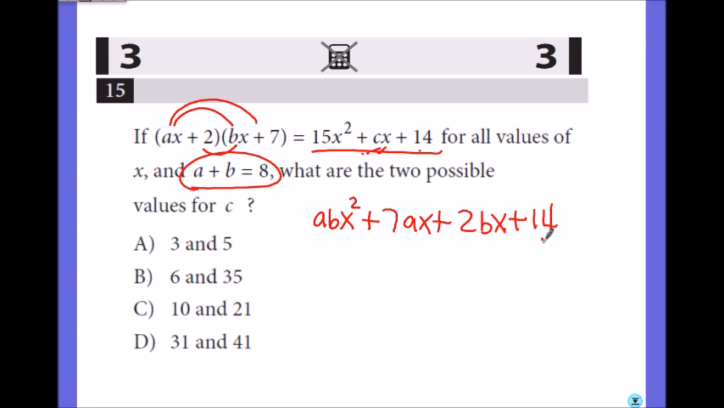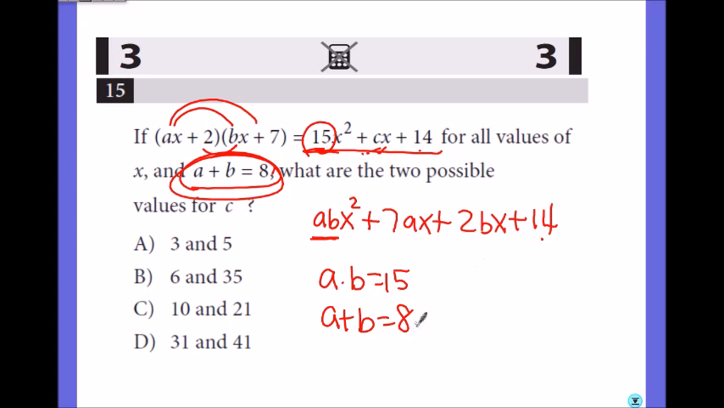14, 14. So here we can see that a times b is 15. And what else did it give us? a plus b is 8. So just think about the factors of 15 that add up to 8. What is it? 3 and 5. So probably yes or no, but it can be one of the answers. So let's say a is 3 and b is 5. Or it has to be, right? It seems like it has to be all whole numbers. So either a is 3, b is 5, or vice versa.